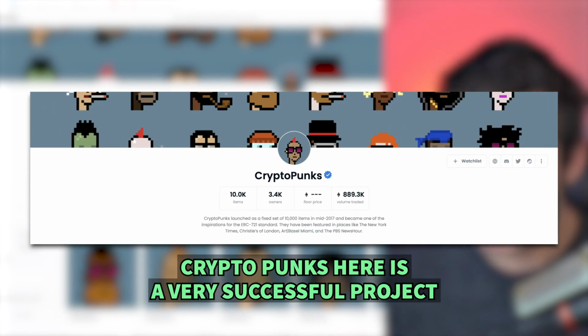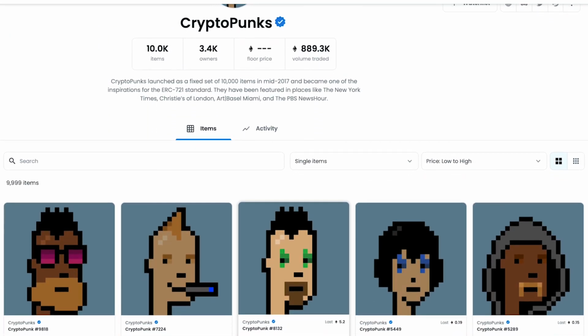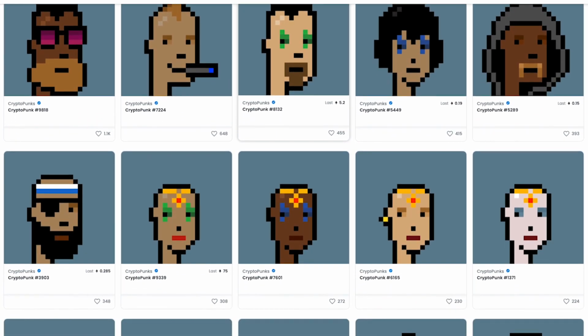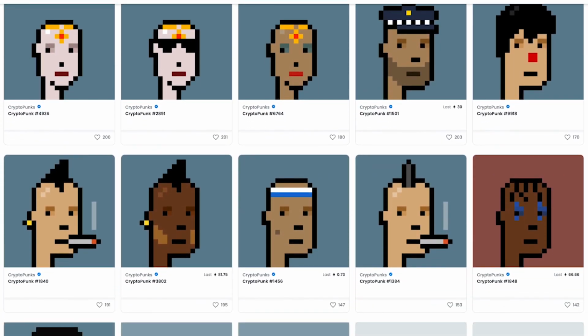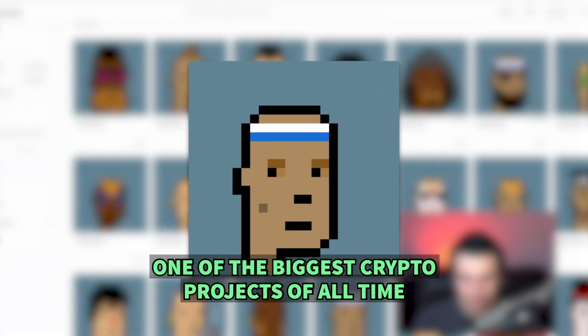So one of the most common examples, like I mentioned earlier, in regards to making a derivative is the punks. So like I've talked about on the channel, guys, Cryptopunks here is a very, very successful project. You guys can see that they don't actually even have a floor price listed here on OpenSea because they are usually traded through the Larva Labs site where they were originally created. But you guys can see that this project is very, very popular. Obviously, you know, this is probably one of the biggest crypto projects of all time.